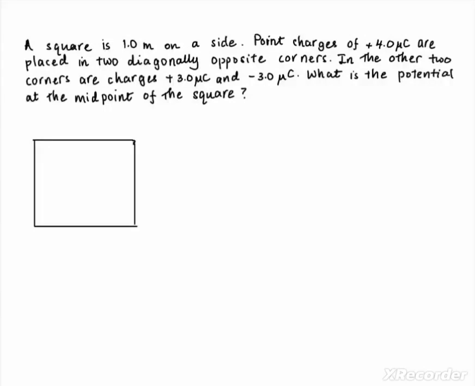In this question, we have a square which has 1 meter on each side. So this is 1 meter. And we have point charges of 4 microcoulombs, and they are in two diagonally opposite corners. They're not telling us exactly where. So let's just say here we have positive 4 microcoulombs, and then diagonally opposite is the other positive 4 microcoulombs.